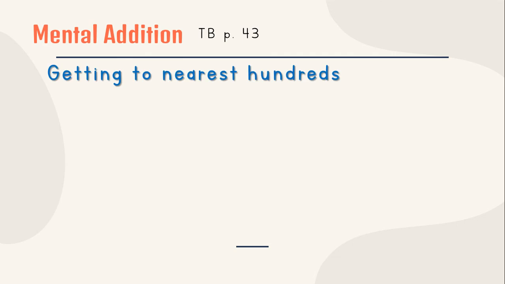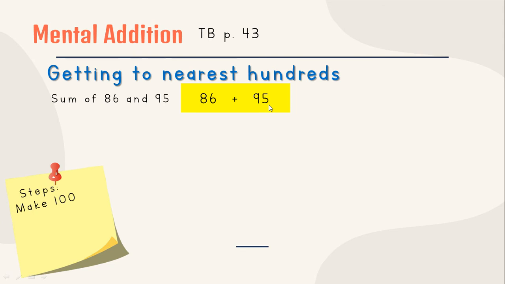Now we go to getting to the nearest hundreds. Sum of 86 and 95. So look at this 86 and 95. We go to the nearest hundred. This 95, right? Because 95 is nearer to 100, then we're going to make it into 100.